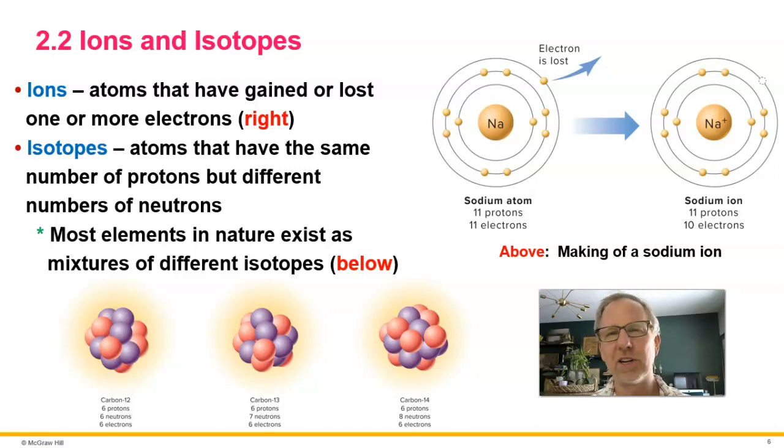Out of those 11 electrons, how many fit in the second shell? 8. Count them up there. So now we're up to 10. The 11th electron needs to be placed in a third shell, farther away.